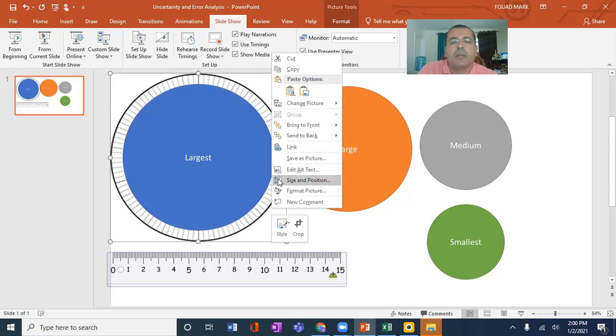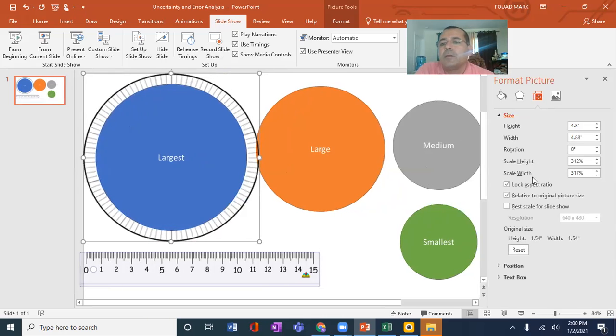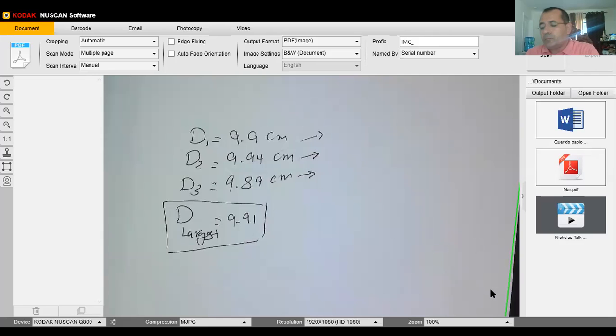So size and position. Did you see this is 312? This is the scale height, which is the circumference of this circle. So the circumference here is 312, but it's in millimeters, by the way. This scale is in millimeters. So if you pay attention with me, I will go back to this camera for the other ones that we calculated from, and I share this with you.